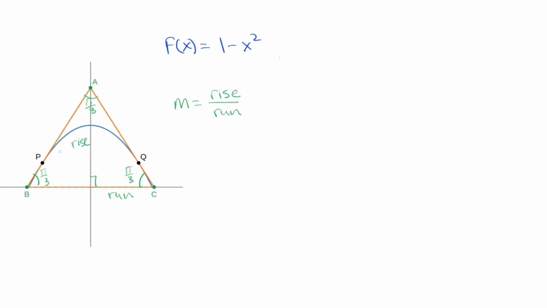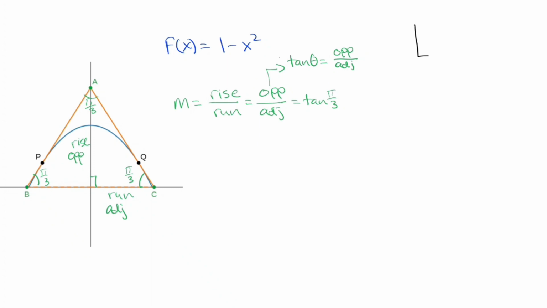The other thing to point out is that the rise and the run are equal to the opposite and adjacent sides for this right angle triangle. So we can set the slope equal to opposite over adjacent. And you'll likely remember from your trigonometry class that the tangent of an angle is equal to the opposite over adjacent. So we can set this equal to tan of pi over 3, since that's the angle we have here.